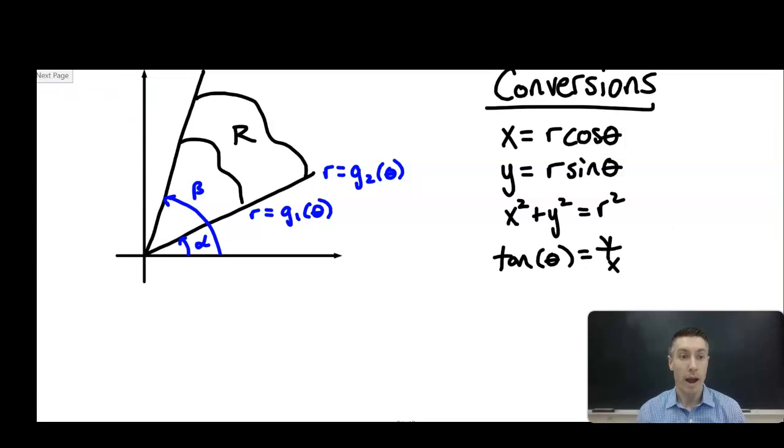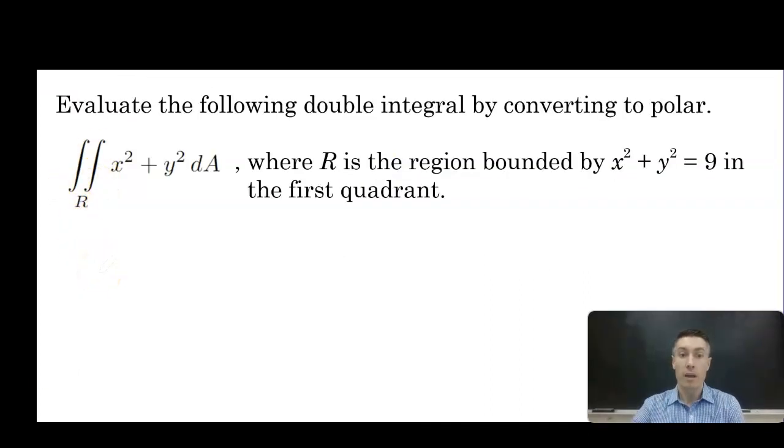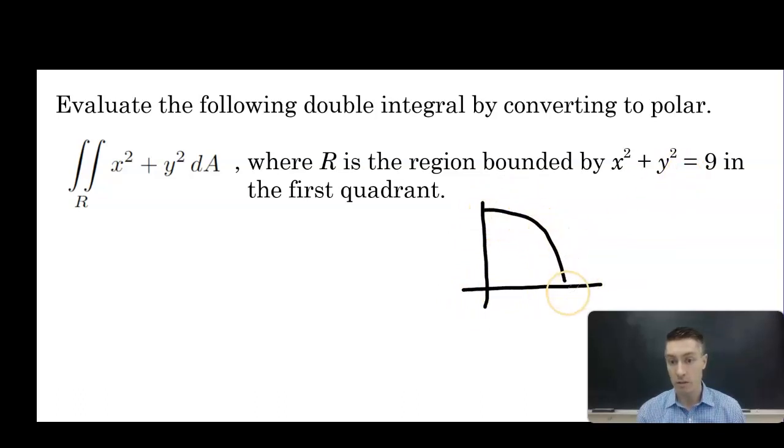Now let's work through a few practice examples. Evaluate the following double integral by converting to polar. The double integral over the region R of x squared plus y squared dA, where R is the region bounded by x squared plus y squared equals 9 in the first quadrant. Let's start by visualizing the region. We can draw the first quadrant and the portion of the circle of radius 3. This is the region that we're integrating over. It is a circular region, so polar is going to make sense here.